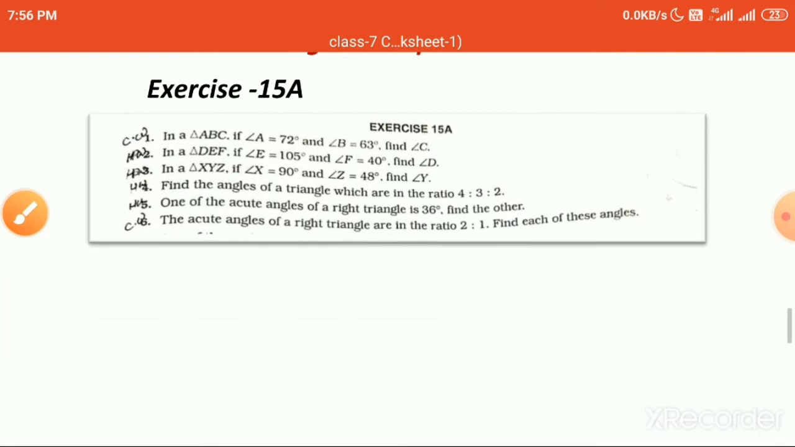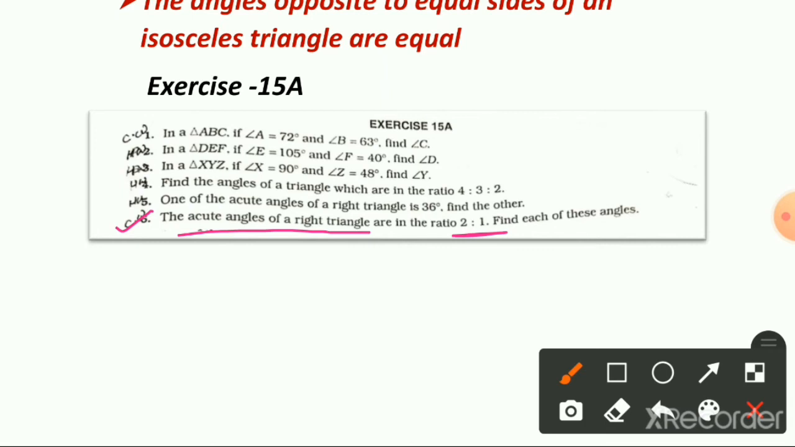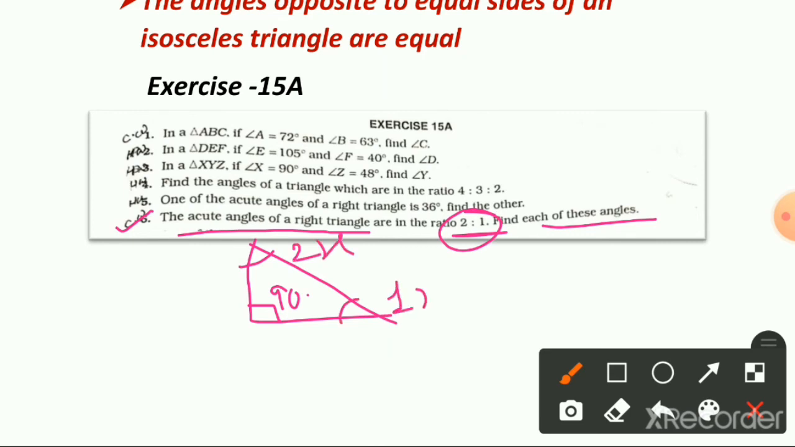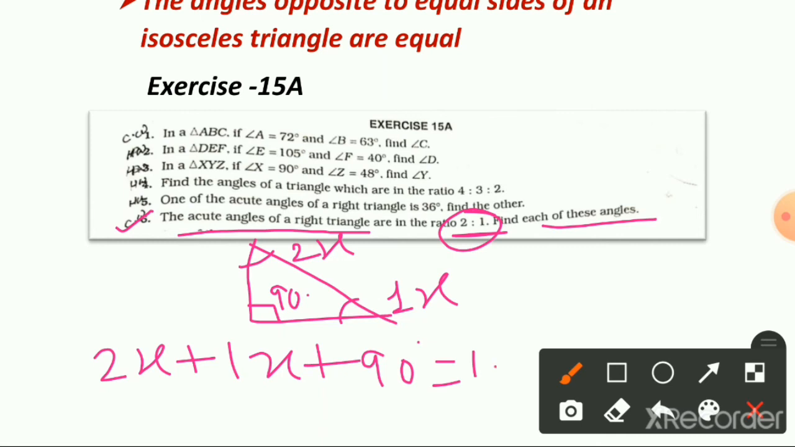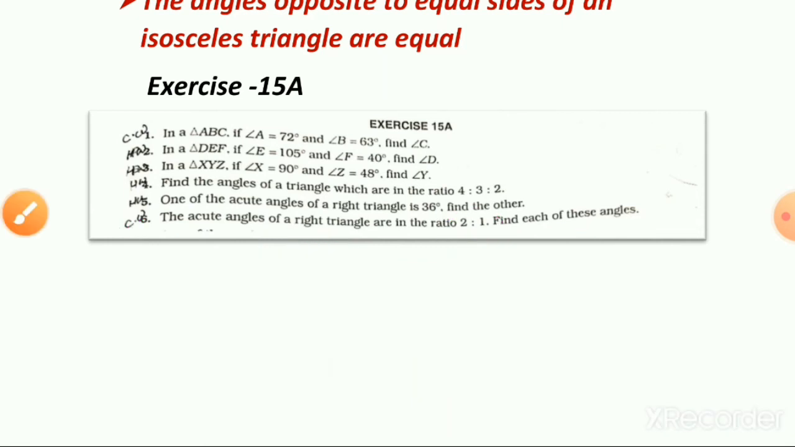Let's have a look at question number 6. The acute angles of a right triangle are in the ratio 2:1, find each of these angles. Right triangle means one angle is definitely 90 degrees and the other two angles are in the ratio 2:1. So the ratio can be considered in the form of x: 2x and 1x. We know the sum of all three angles will be 180 degrees. So we can write 2x plus 1x plus 90 equals 180 degrees, and then it will be 3x. This 90 will be subtracted, so 90, and 90 divided by 3 gives 30 degrees. So we can say the two angles are 30.